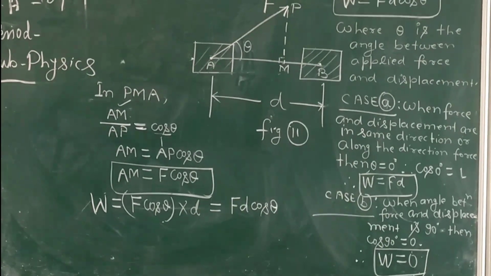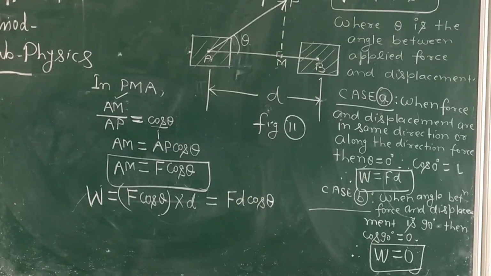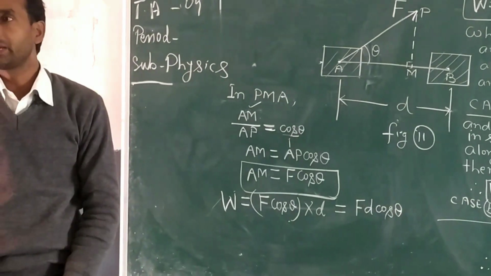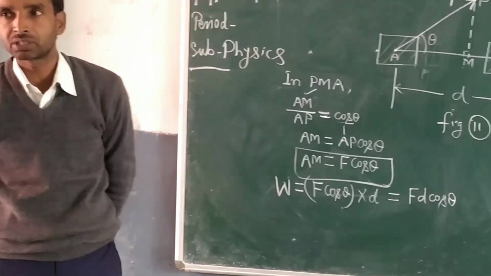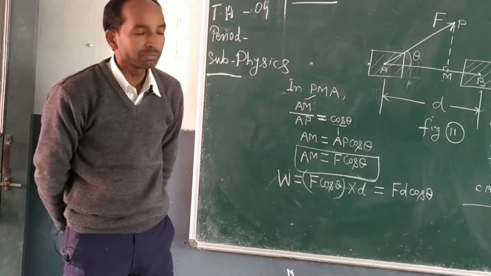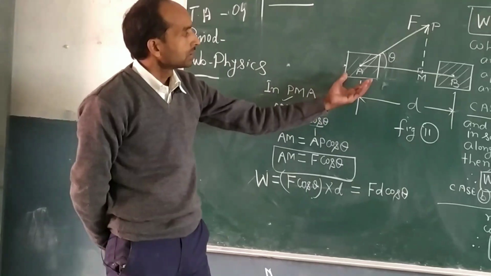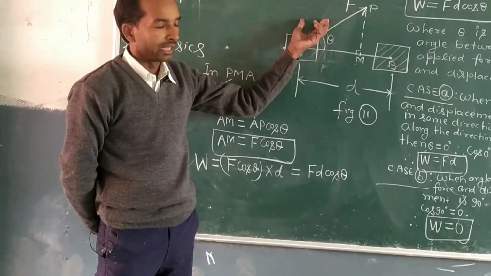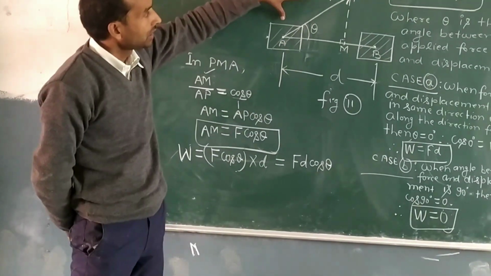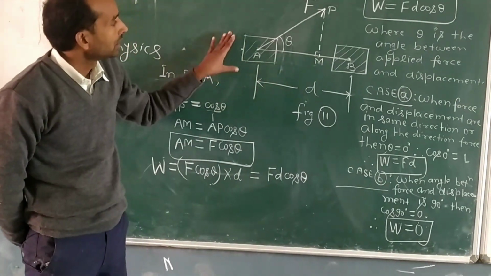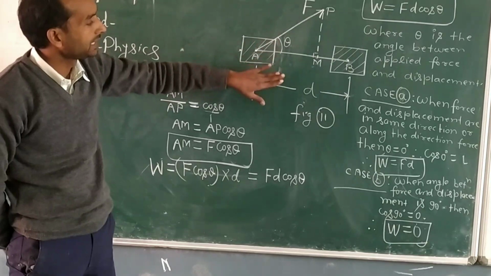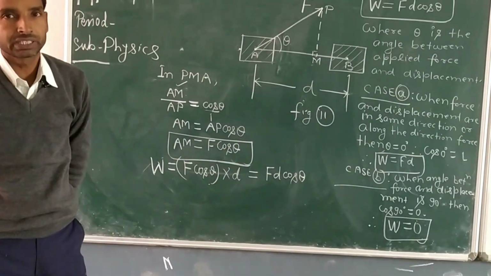As we know, work is the product of the applied force and displacement along the direction of the applied force. But sometimes there is some angle between the applied force and displacement. That means applied force and displacement are not in the same direction.